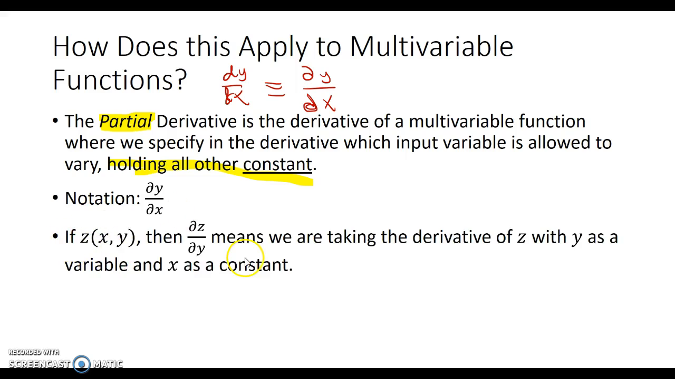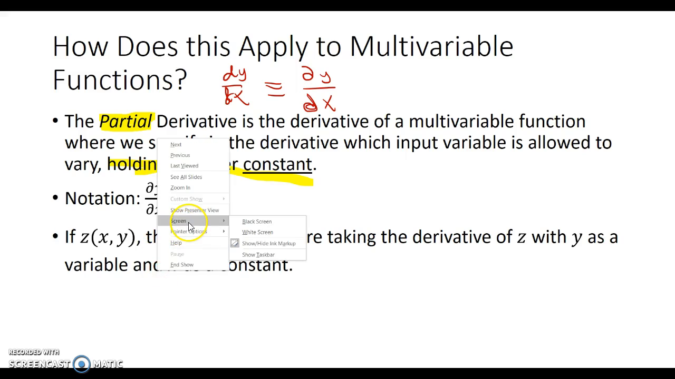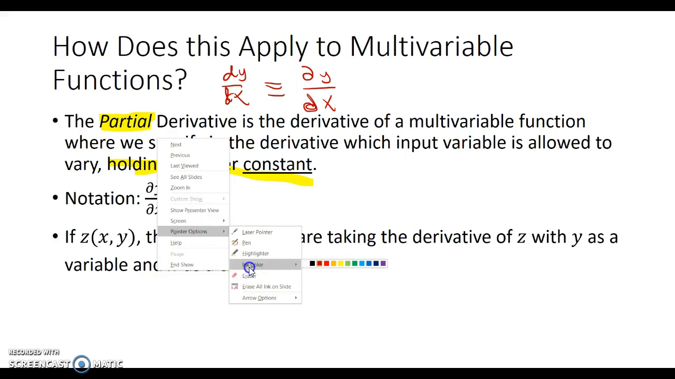The reason we use that notation differently is, if you have z of x y, where z is the output variable, x and y are your input variables, then partial of z with respect to y means we are taking the derivative of z, z is the function, treating y as a variable and x as a constant. So if you have a multivariable function, down here you specify in the denominator of this differential which of the variables is going to be variable, and which one is going to be held constant.